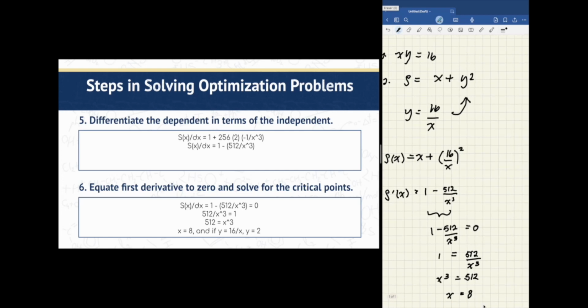Now note that we can substitute x equals 8 in this equation, which will give us 16 over 8, and that will be equal to 2. And we can check this by multiplying 8 times 2, and that would give us 16.